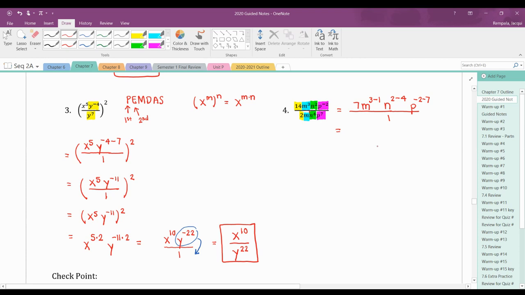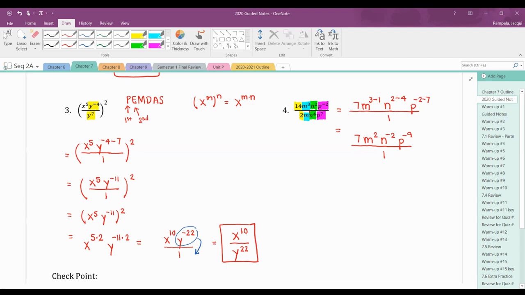All right, so now if I start simplifying, we keep the 7, but now I'll have m raised to the 3 minus 1, so now it's an m squared. I keep the n, and I take 2 minus 4, which is negative 2. I keep the p, and I have negative 2 minus 7, which is negative 9. That's still all over 1. Because I don't have any more bases that are the same, I can't combine those any further.